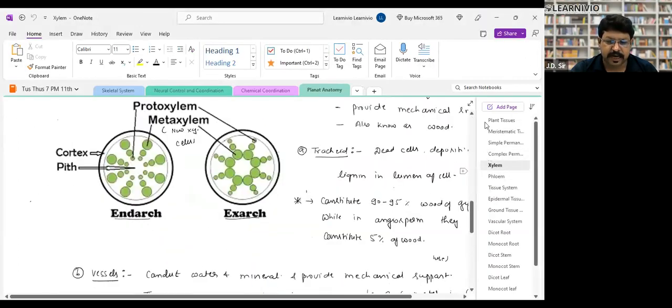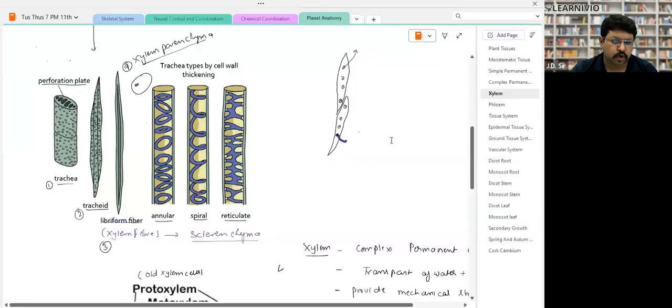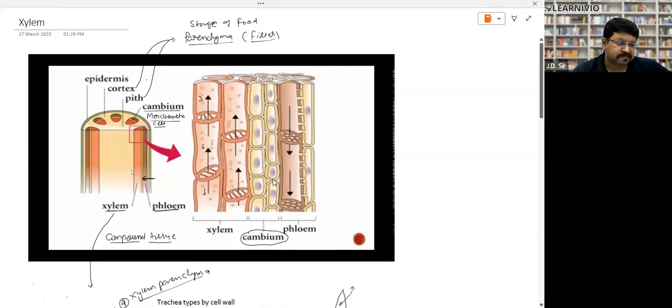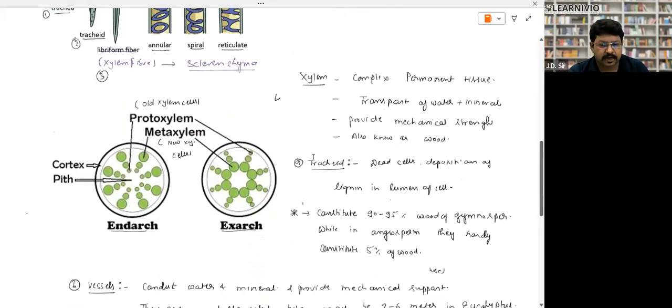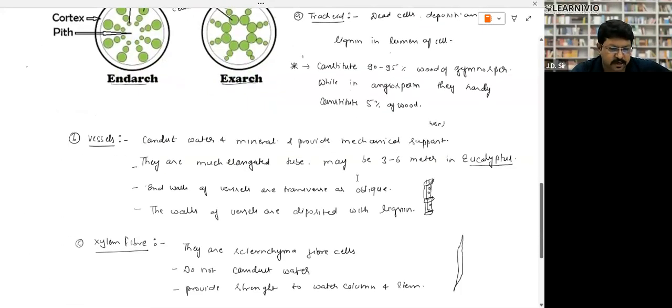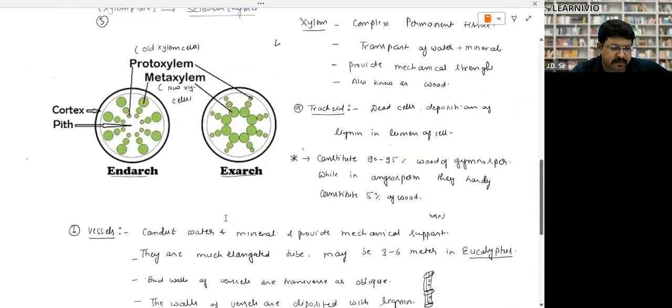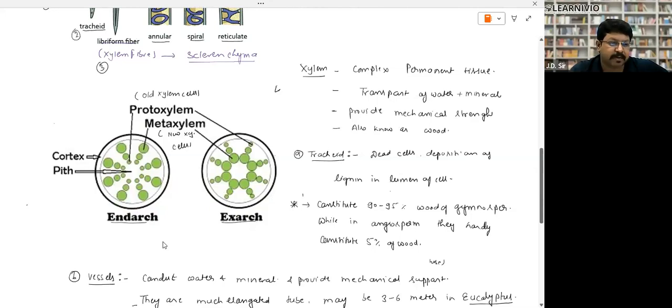Then we covered the xylem part as well. I told you that xylem is made up of four kinds of cells: xylem parenchyma, xylem fiber, tracheids and vessels, right? Then I told you the arrangement of xylem, endarch and exarch. In endarch, the metaxylem is outside, meaning new xylem is outside and old xylem is in the center. In exarch, the old is in the center and the new is on the outer side. So that is the arrangement of xylem found in different plants.